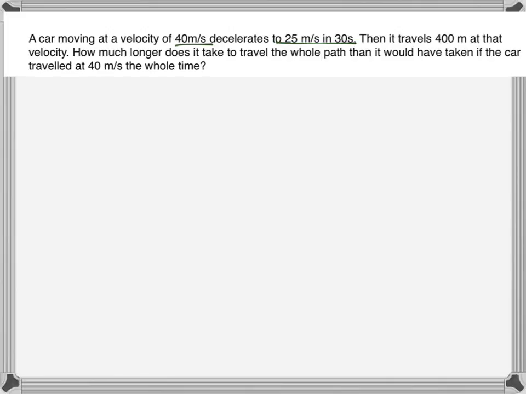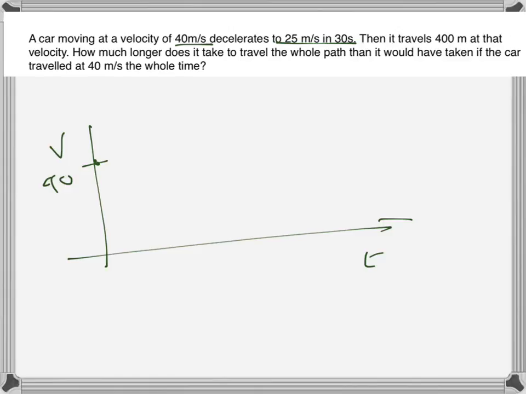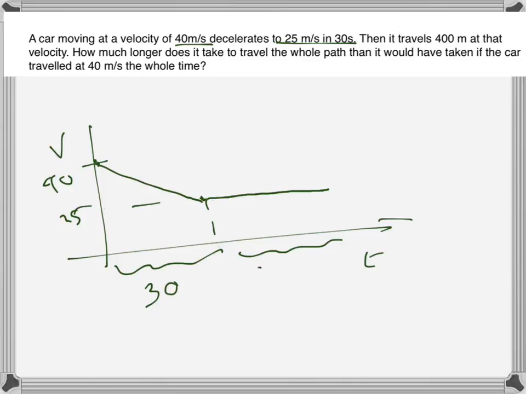So basically the initial velocity is 40. If we draw a velocity-time graph, it will look like this: 40 here, and then 25 here. It decelerates to 25 meters per second in 30 seconds, so that information we have. Then it travels at that velocity, 25 meters per second. The time is not given, but it travels another 400 meters. So this is 400 meters. This is what we know.